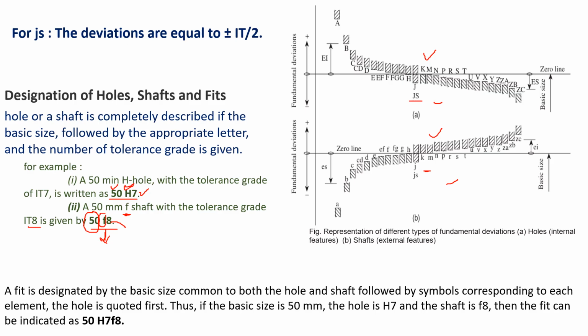So for the fit, first we have to write down the basic size. It is common for the hole as well as the shaft. Then we represent the hole. The hole is the H type and the tolerance grade is IT7. Next we designate the shaft. Here it is the f type of shaft and the tolerance grade is 8. So the fit is designated by 50 H7/f8.